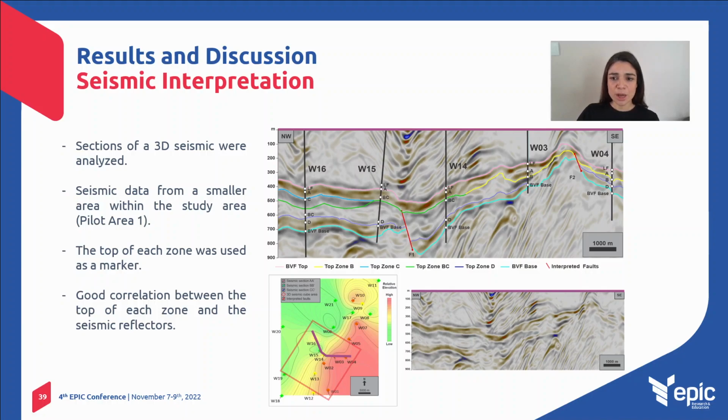So the top of the reservoir is indicated here in pink. Zone B is indicated in yellow to the east. Zone C is indicated in light blue to the west. Zone BC appears in green between zones B and C. And here is also Zone D indicated in dark blue.